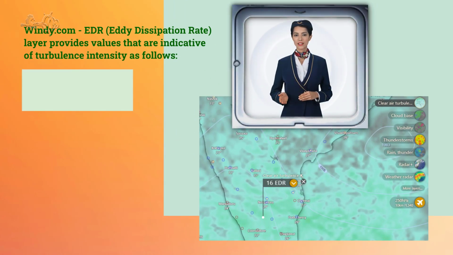Proper preparation prevents poor performance. Websites such as windy.com provide us with additional layers of useful and practical information. One of these layers is the clear air turbulence layer that is expressed in EDR. But how to make sense of these values?